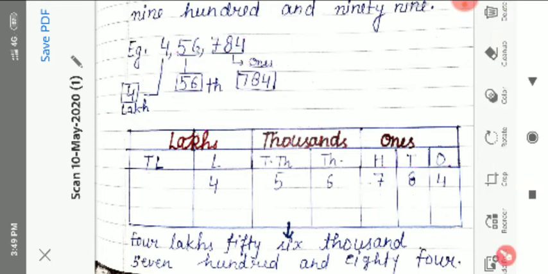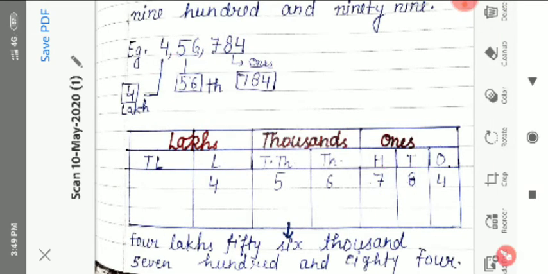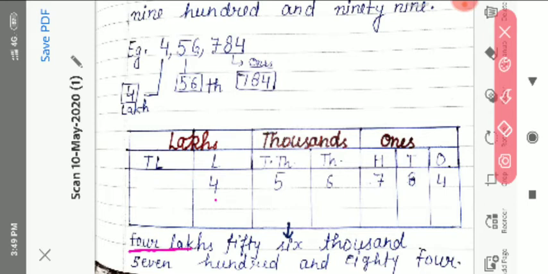Got it? Now how do we call this number in naming words? Here you can see the place of 4 is lakh. So it will be 4 lakh, and the thousand place 5 6, we call it 56,000, and after that the hundred places 784. Got it? So the number name of this number will be 4,56,784.